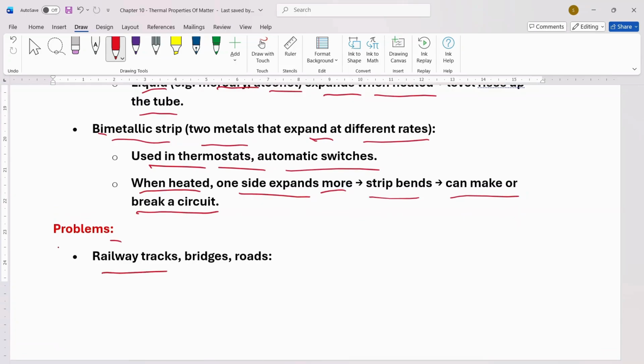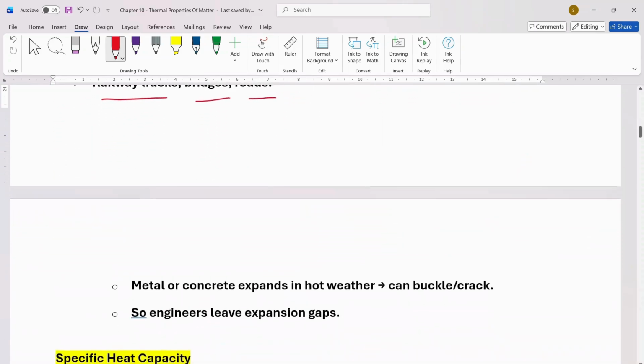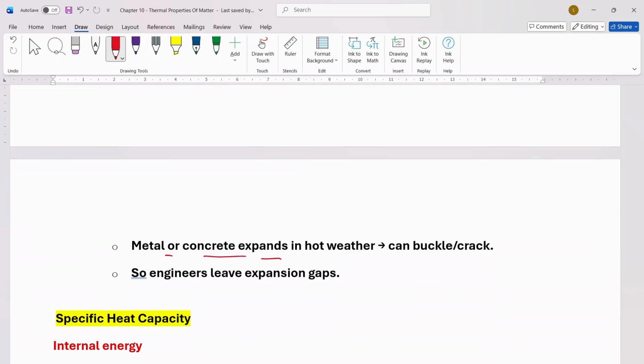Problems: railway tracks, bridges, roads. Metal or concrete expand in hot weather and can buckle or crack. So engineers leave expansion gaps.